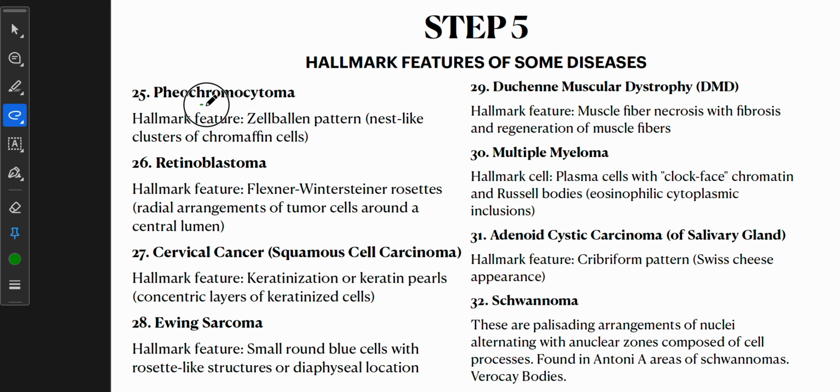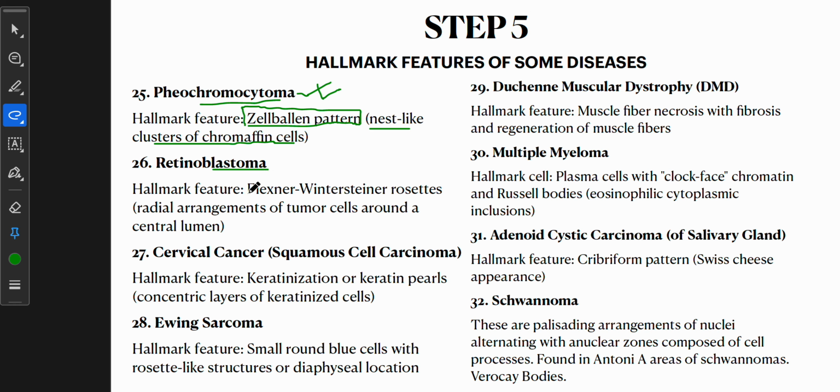And another here is pheochromocytoma. The Zellballen pattern is the most specific feature for pheochromocytoma. There is the rule of 10% for pheochromocytoma. We will talk about this in our endocrine pathology session. This is nest-like clusters of chromaffin cells, right?